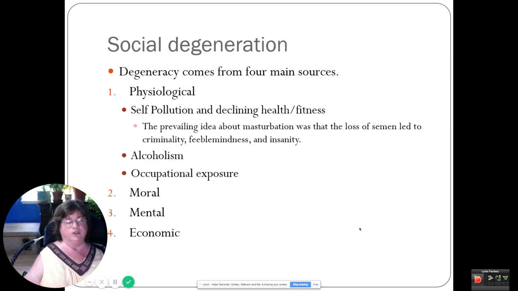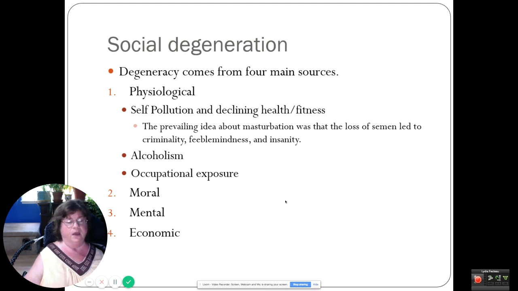So, what the eugenicists were trying to do was stop social degeneration. What is that? Degeneracy comes from four main sources. There is physiological, which is self-pollution and declining health or fitness. This was a prevailing idea that focused on masturbation, which they believed was a loss of semen, and they felt that led to criminality, feeble-mindedness, and ultimately insanity. I know those of you who masturbate are probably thinking, oh my God. But that was the philosophy at the time. Not saying it was correct.